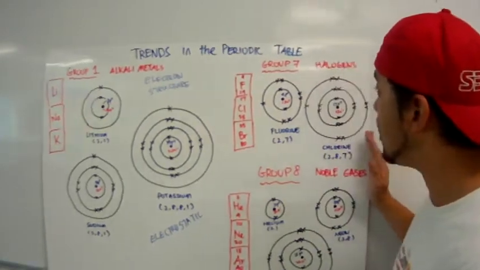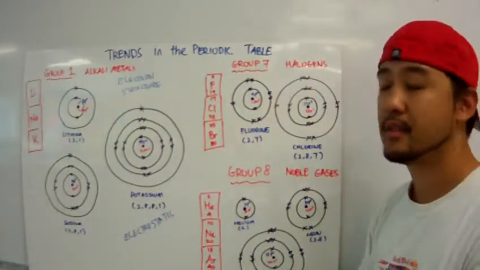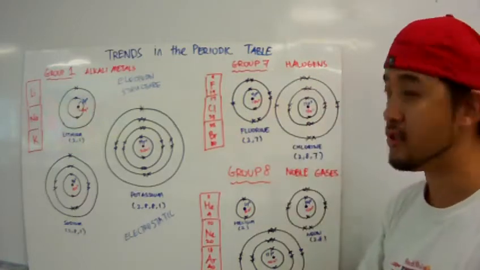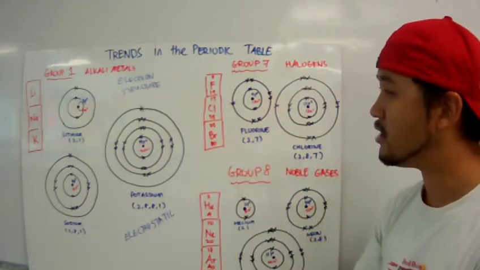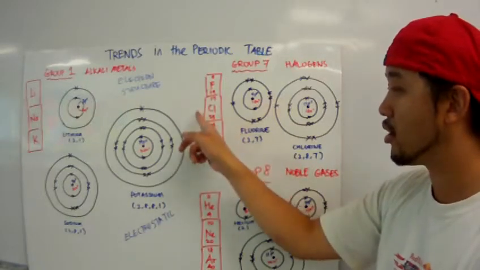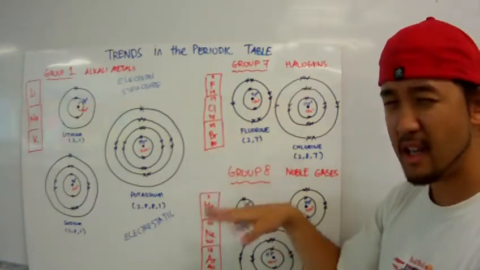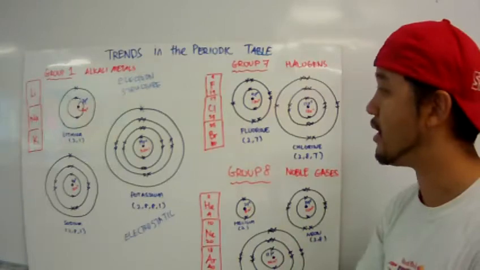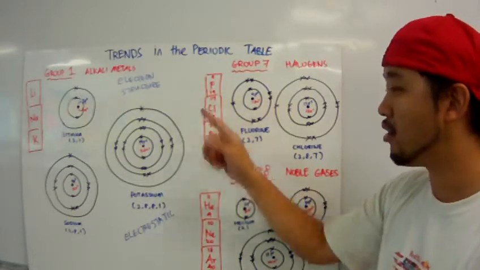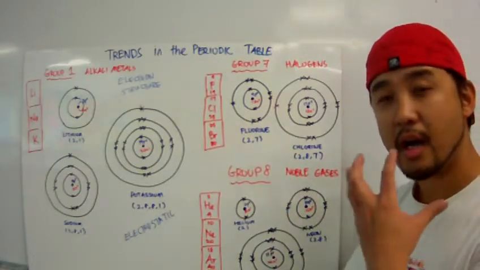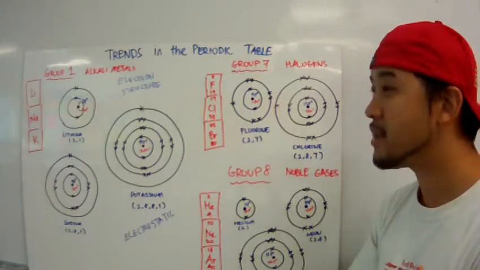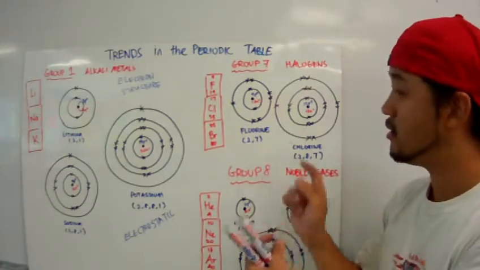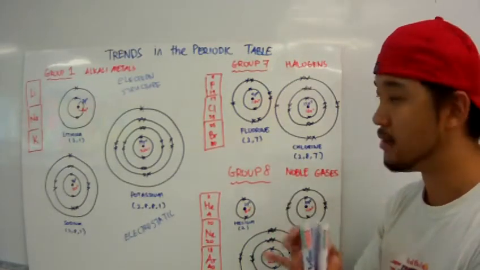Alright, let's move on. Group 7. Group 7 are called the halogens. There are basically 3 that you kind of need to know: fluorine, chlorine, bromine. There are others further down, but let's not worry about that. Fluorine and chlorine are gases at room temperature. That means they combine together to form diatomic molecules.